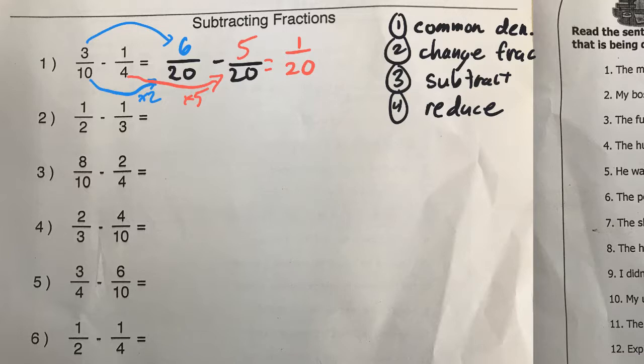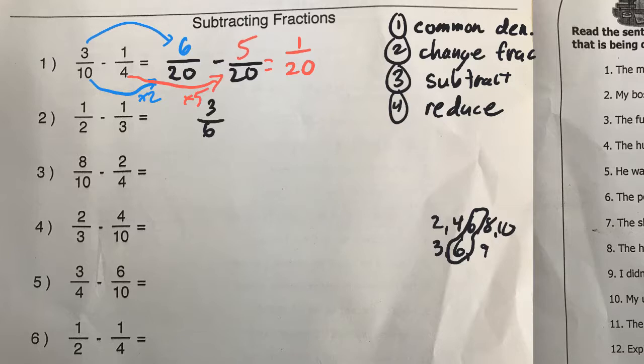Then, how about 1/2 minus 1/3? Our common denominator here, if you don't know, you can just count your factors. Multiples of 2: 2, 4, 6, 8, 10. Multiples of 3: 3, 6, 9. Oh, 6 is going to work. There's 6, our common denominator.